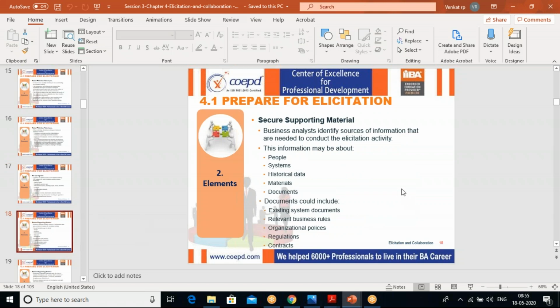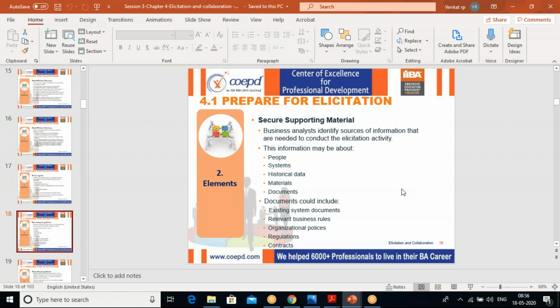Okay, fine. And before we start this elicitation, we should get supporting materials. First of all, we need to identify the sources of information that are needed to conduct this elicitation activity. And this information can be like the people, systems, historical data, materials, and documents. So from where we have to source this information: from the people, from systems, from historical data, from materials, from documents, we can get this.